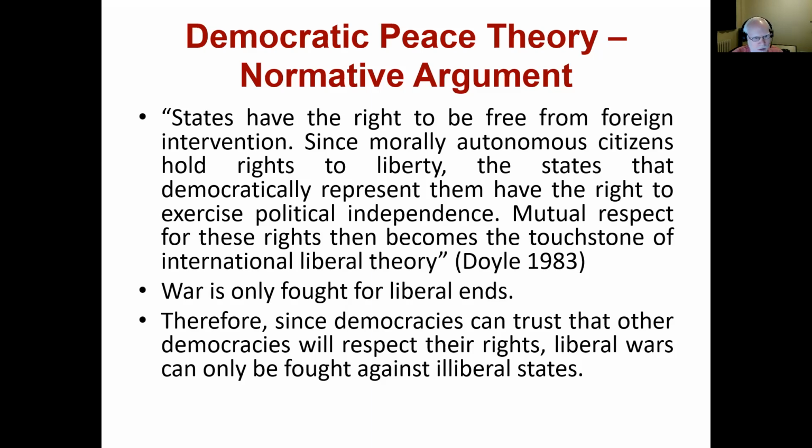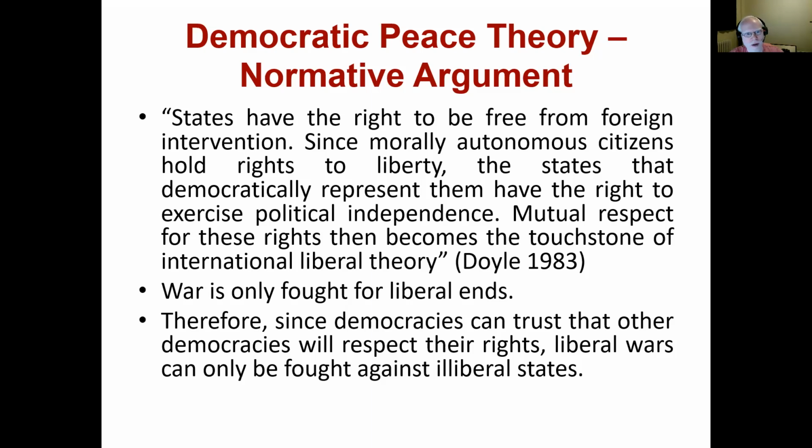Now, wars can still be fought according to this logic against non-democracies, right? Because those governments are not representing the will of the people. People have not been free to select the government. People are therefore not able to operate as morally autonomous citizens. Their rights are being denied. And so any actions taken by that government, any policy selected by that government, don't hold legitimacy under this logic.